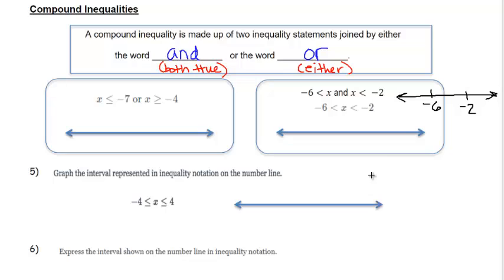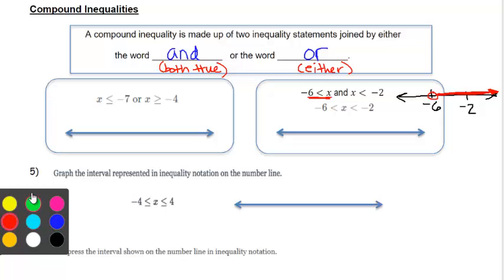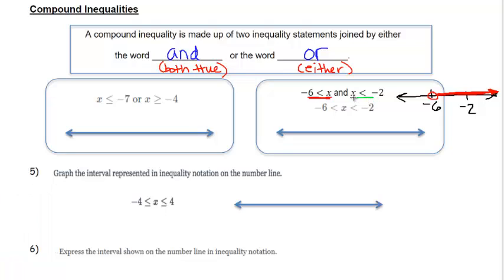We got -6 and -2 as important numbers. Less than means that we're not going to use a filled in circle, right? We're going to open. And -6 is less than x. So we want the numbers bigger than -6. So I just did this one in red. I'm going to switch over to green for this one. Open circle on -2. But all of the numbers have to be smaller than -2, right? So we want to go to the left.